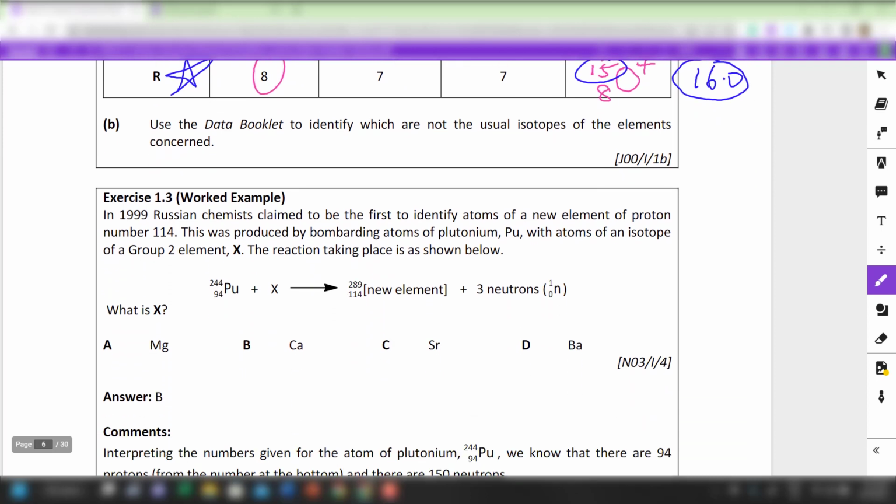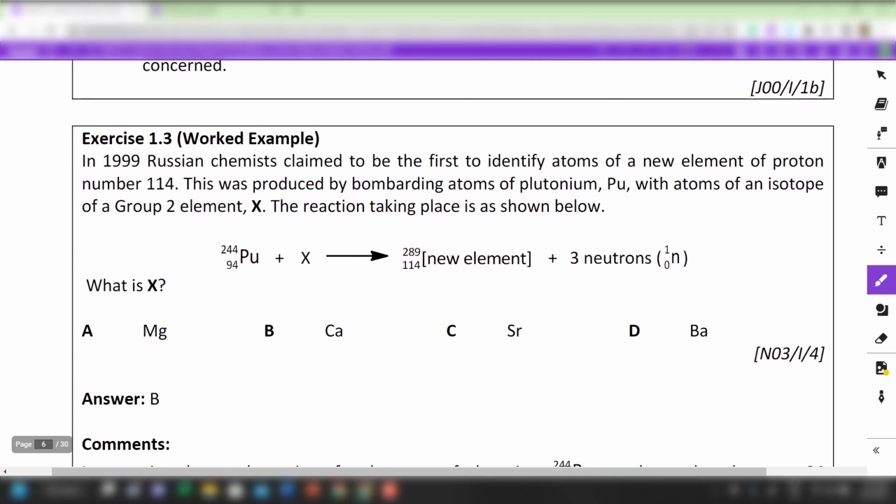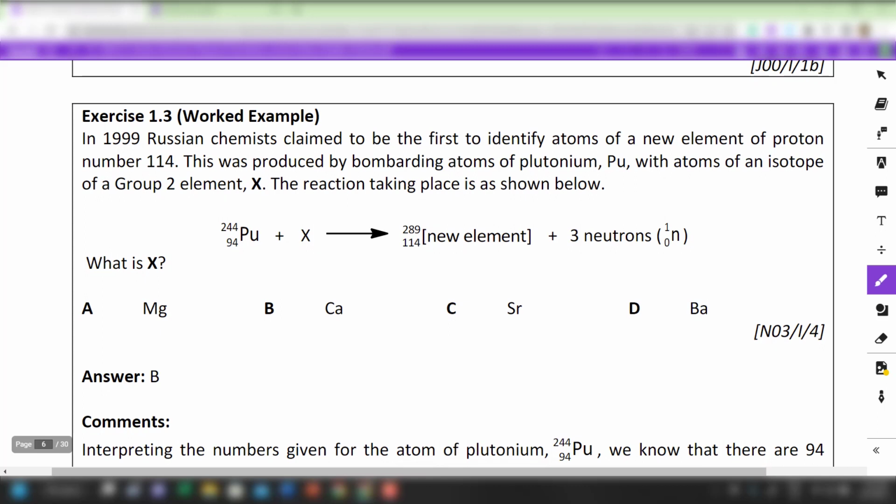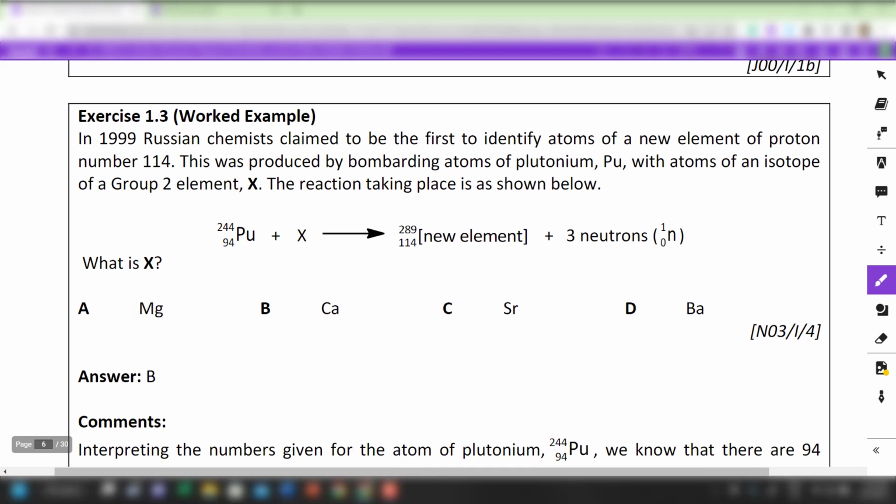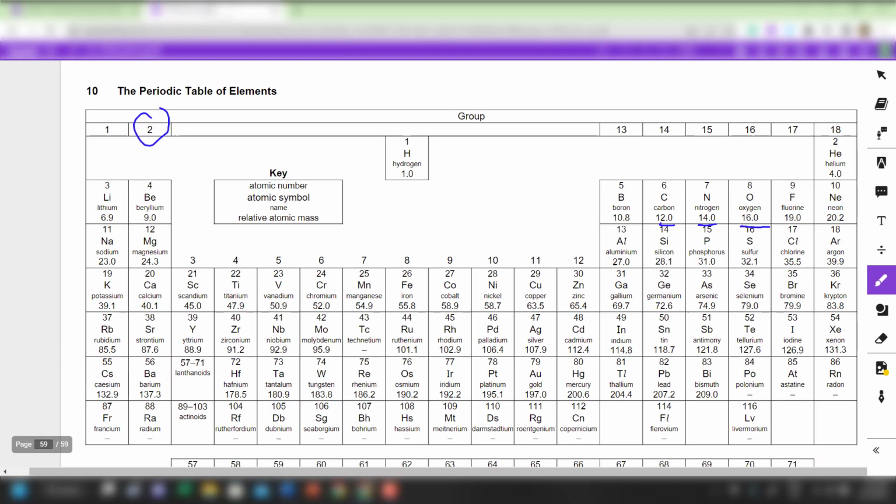Right, next we'll move on to exercise 1.3 as a worked example. Over here we have: in 1999, Russian chemists claimed to be the first to identify atoms of a new element of proton number 114. This was produced by bombarding atoms of plutonium with atoms of an isotope of group 2 element X. We know that group 2 is the alkaline earth metals, so X must be an alkaline earth metal. It could be beryllium, magnesium, calcium, strontium, barium, or radium.